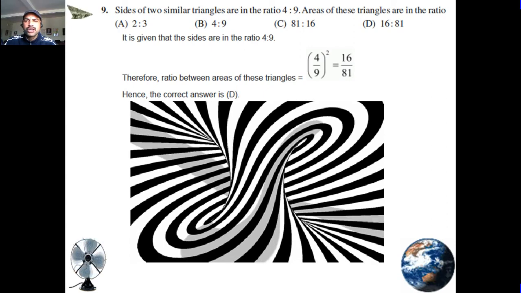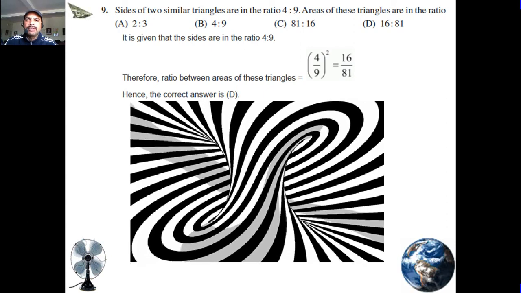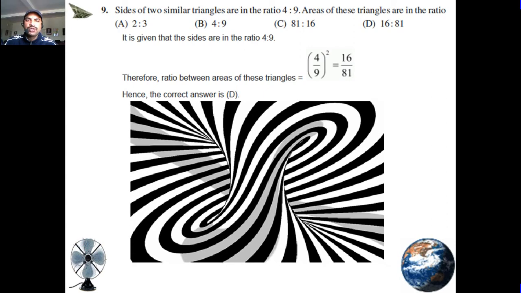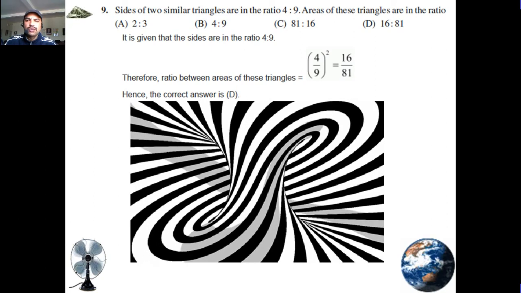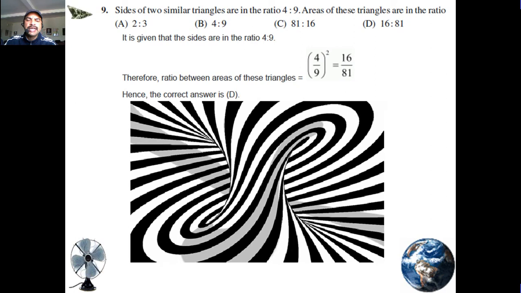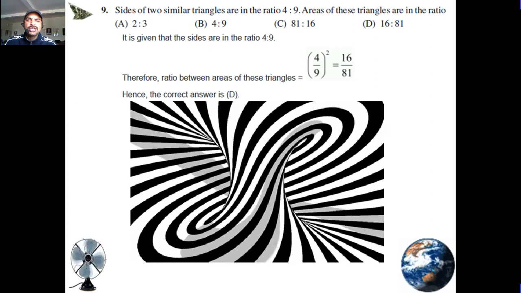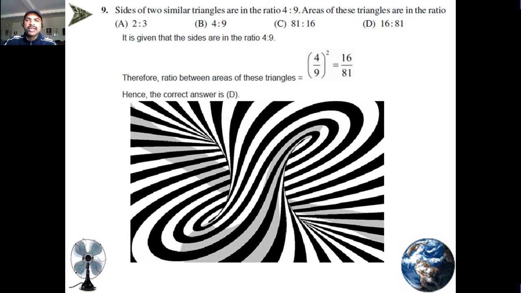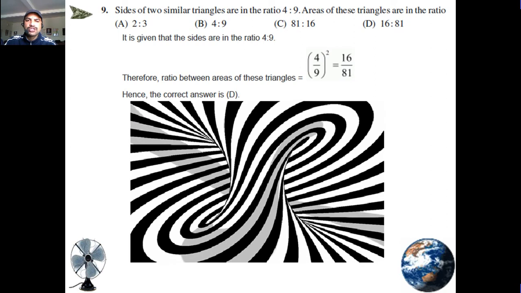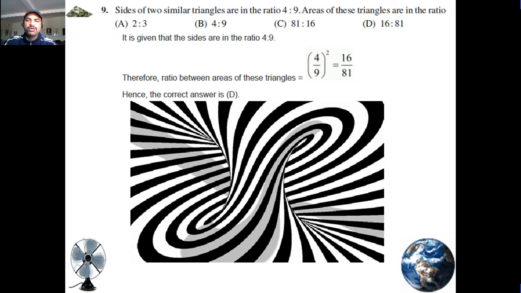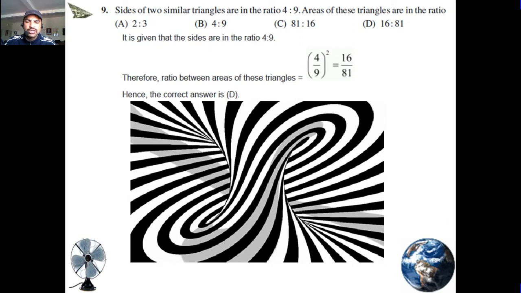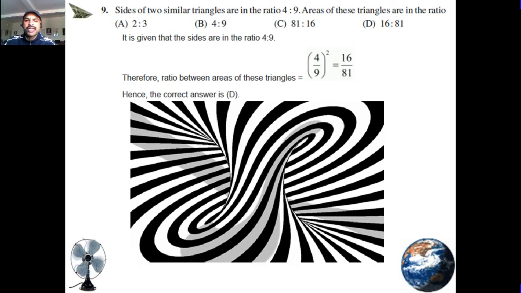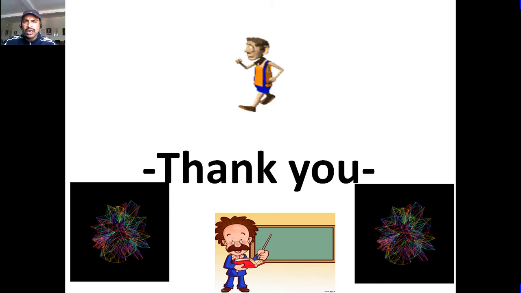Now students, next question, question number 9. Sides of two similar triangles are in ratio 4:9. Areas of these triangles are in ratio 2:3, 4:9, 81:16 and 16:81. It is given that the sides are in the ratio 4:9. Therefore, the ratio between areas of these triangles is (4:9) whole square, which is equal to 16 upon 81. Hence, the correct answer is D.